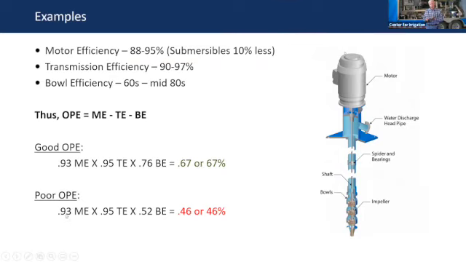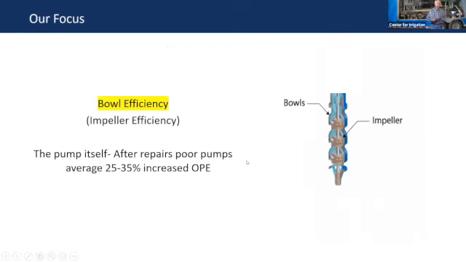As opposed to poor efficiency, we still might have 93 motor and 95 transmission, but our bowl efficiency, this part right down here, or impeller efficiency too, you could call it, that's what tends to fall off. And so let's say it's fallen off for various reasons I'm going to demonstrate here to 52. You put all that together, now you're down to 46, which is considered poor. And so that's why we're concerned about it. And the farmers are too, because they're trying to move water with the least amount of energy costs. And they want to see something like this. They don't want to be way down here, or their energy costs are going to be much higher. Not to mention the pump has probably fallen off in performance, and we will demonstrate all that.